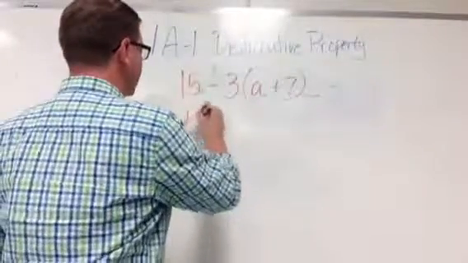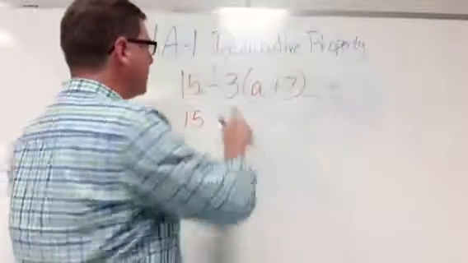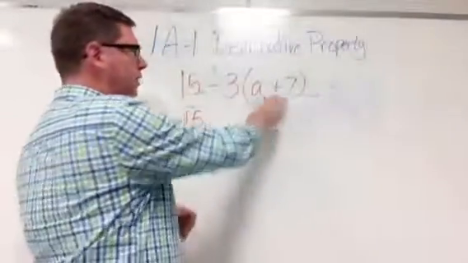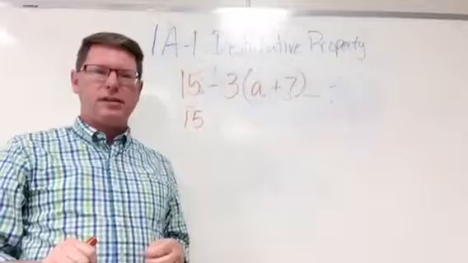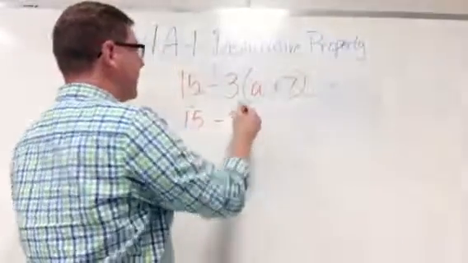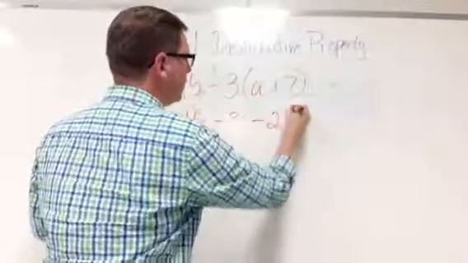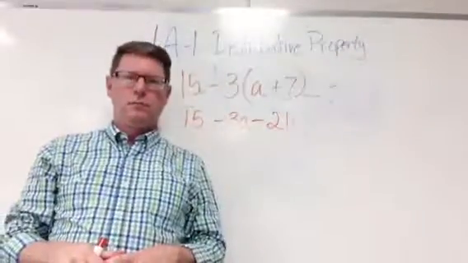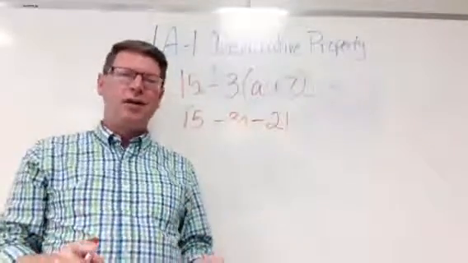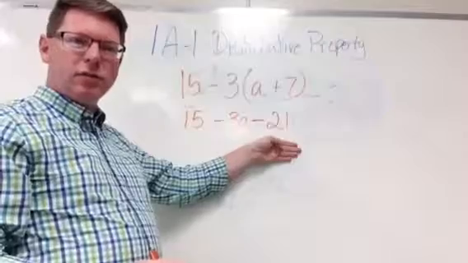So I'm going to bring it down. I'm not doing anything with the 15 yet. Okay? But I am going to distribute the negative 3 to everything inside the parentheses. So I've got negative 3 times A is negative 3A, and negative 3 times 7 is negative 21. So now I have 15 minus 3A minus 21.